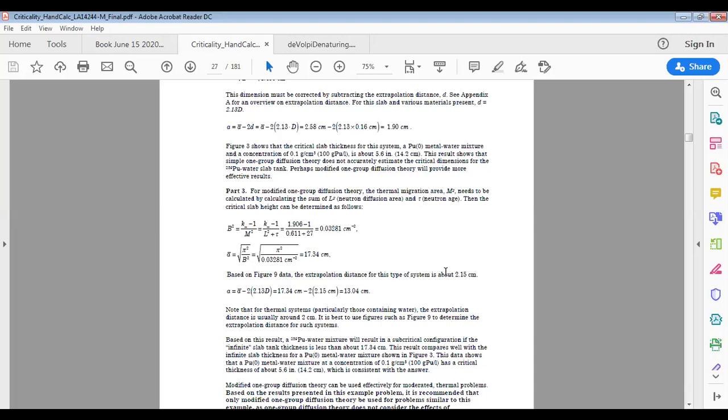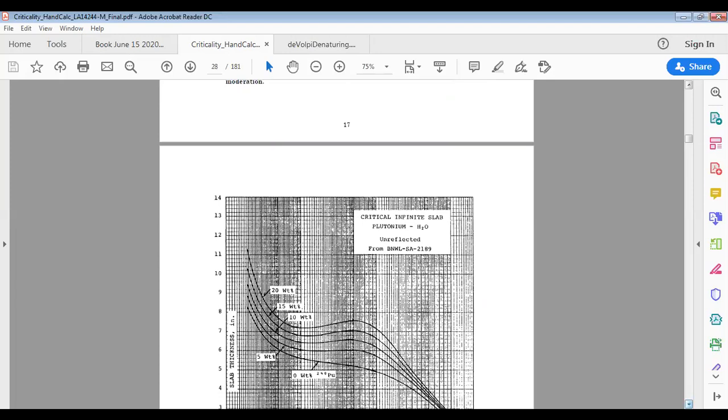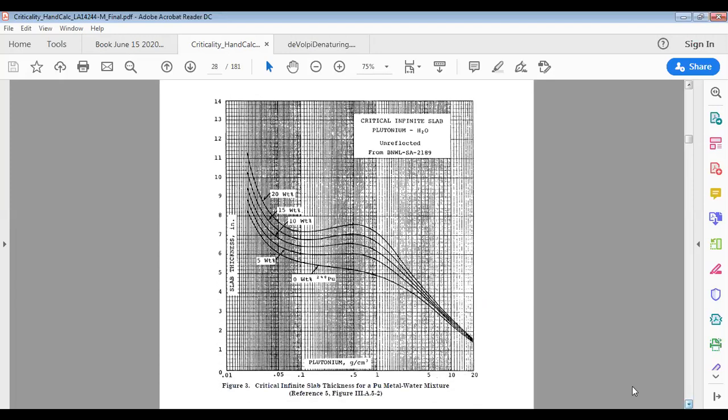So the extrapolation distance, if you take out 2.14, you get something like this. And this result is a bit better. So it compares well with the infinite slab. So let's look at the numbers over here. Now you can take different values.